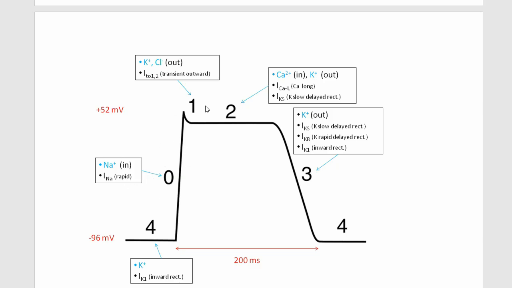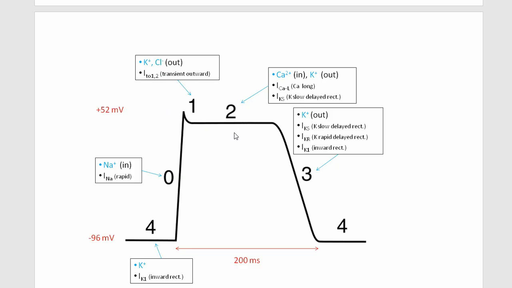And then we go to phase 1, so this is initial repolarization. Afterwards there is a transient outward movement of potassium ions, and then the inactivation of sodium channels, resulting in a brief repolarization. That's what we have up here, transient outward.